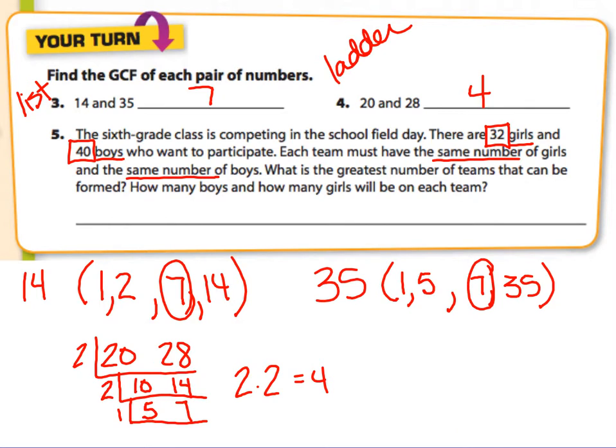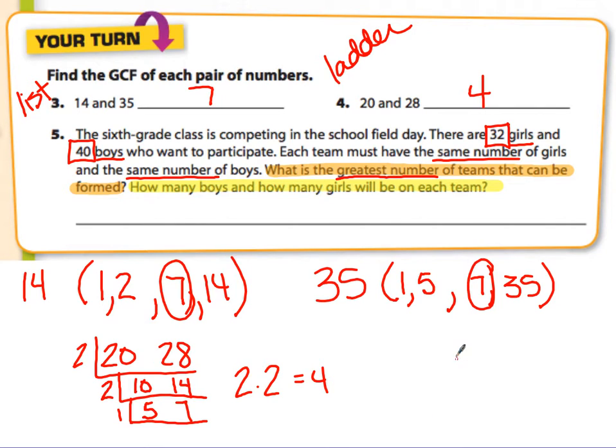Okay, so then the question here: what is the greatest number of teams that can be formed? And then how many boys and how many girls will be on each team? So the key word should be the greatest number. That should tell you that you want to find the greatest common factor. Because if you find the greatest common factor, that tells you the biggest number that you can divide all the teams by. So that's the biggest number of groups that you can have.